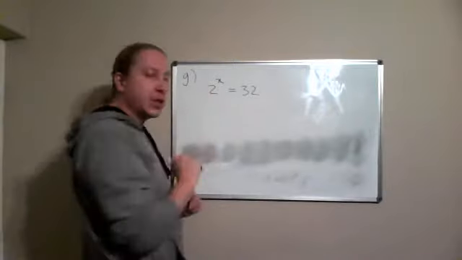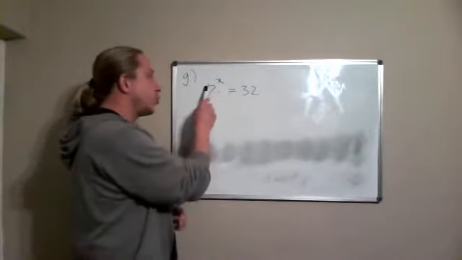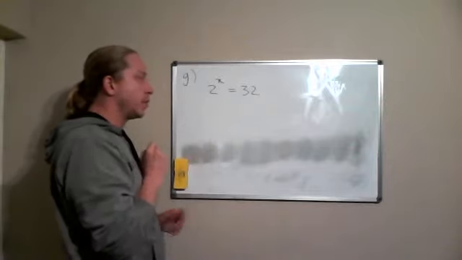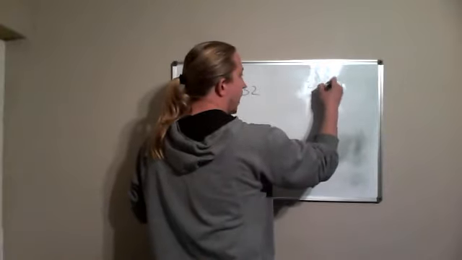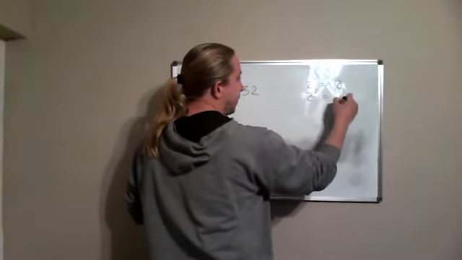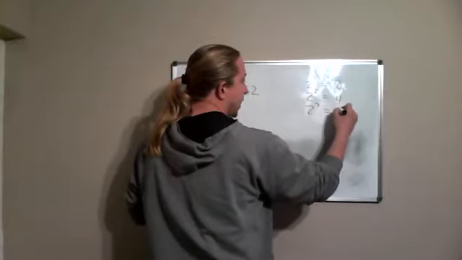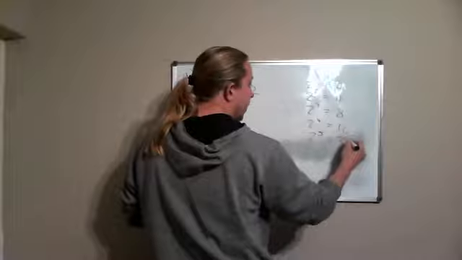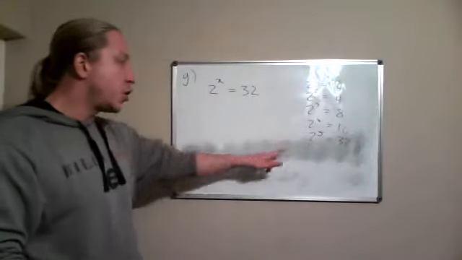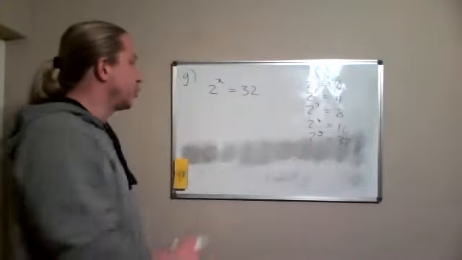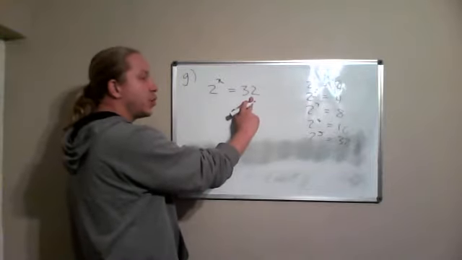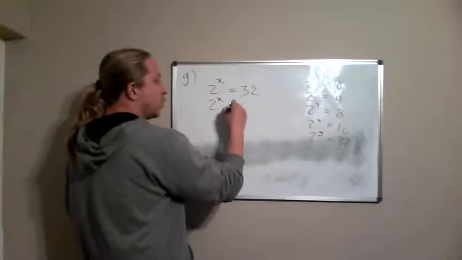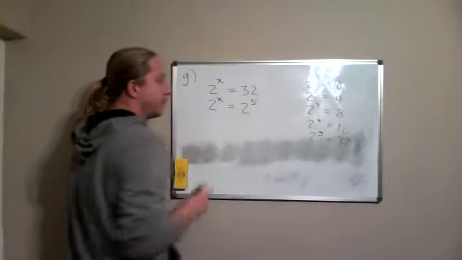And also the trick is to look at this 2 and think, what power of 2 gives me 32? Okay, so remember, 2 to the 1 is 2, 2 to the 2 is 4, 2 to the 3 is 8, 2 to the 4 is 16, and 2 to the 5 is 32. So I know 2 to the 5 is 32. So what I want to do is write this 32 as a power of 2. So 2 to the x equals 2 to the 5.